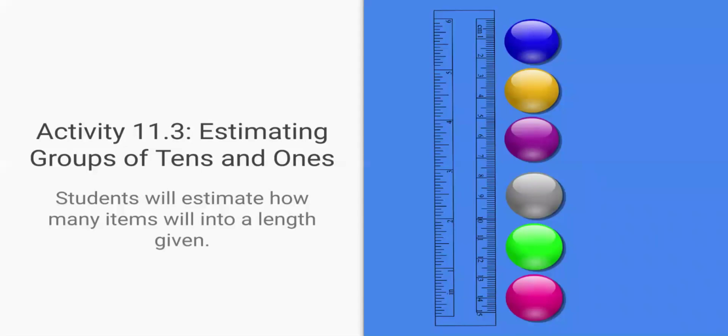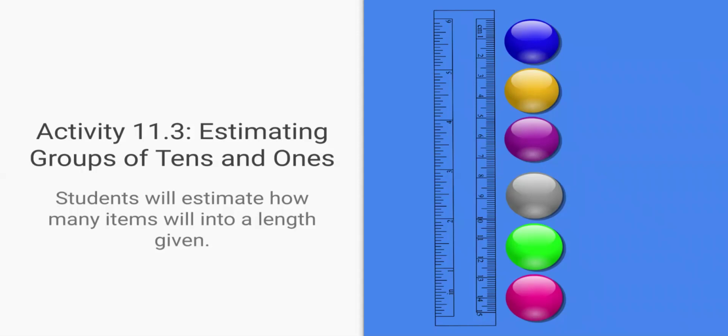Then last, we have activity 11.3, estimating groups of tens and ones. Students will estimate how many items will equal a length given. So for the example I have here on the right, I have a ruler, and a ruler has 12 inches. So you can ask the student, how many marbles do you think we will need to equal this ruler? And then they can guess.